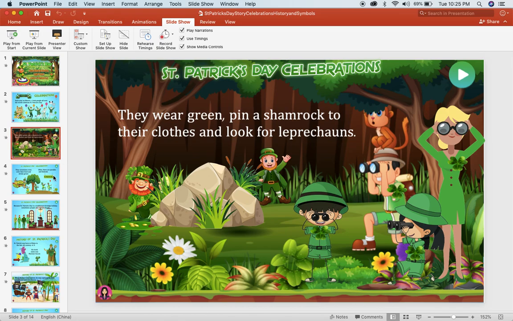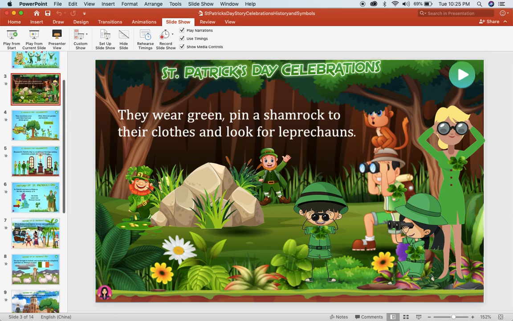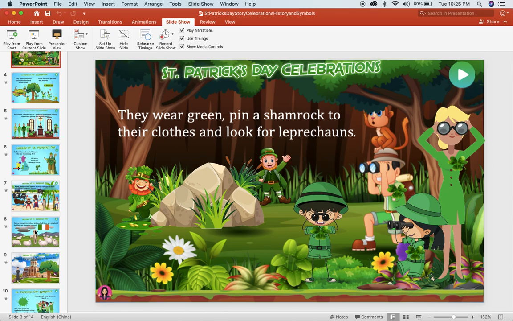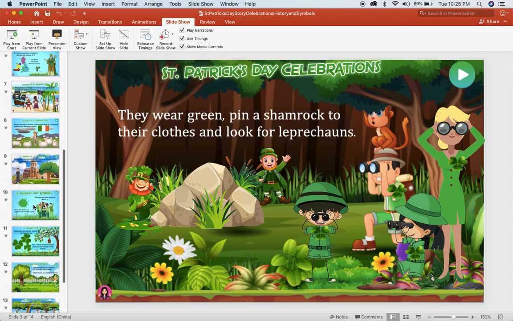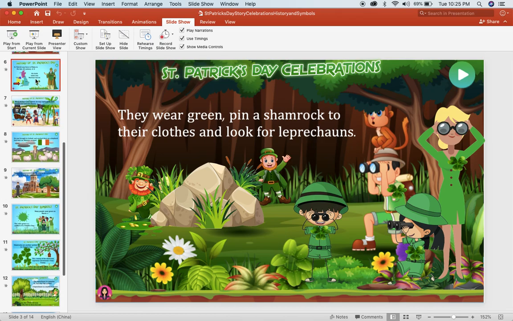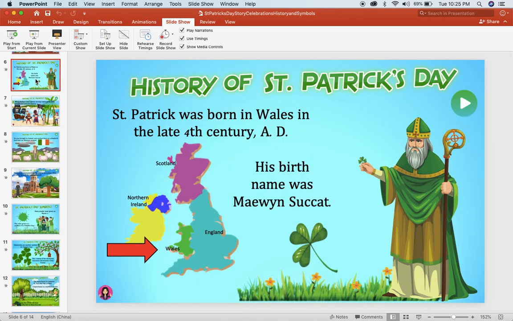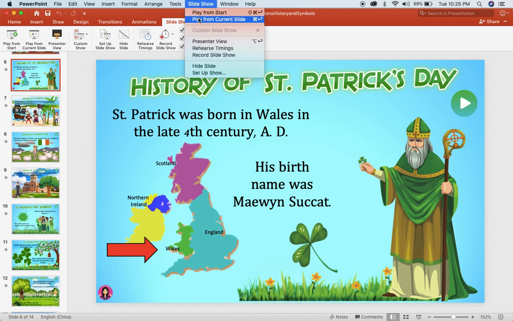So I'm just going to show you some sample slides, for example the first 3 slides, and I can also show you some slides right here. The sample of the history of St. Patrick's Day.